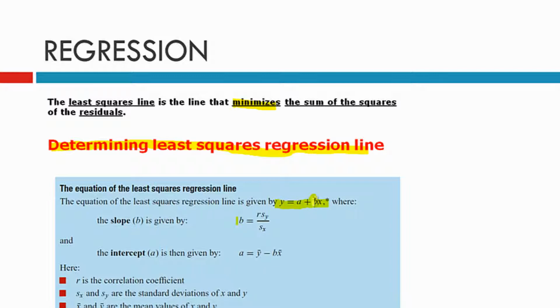Now b is the slope, in other words the gradient of the line, and what we need is r. We already know what r is, that's the correlation coefficient. Sy is the standard deviation for y, and Sx is the standard deviation for x. Remember, it's a point, you have x and y. And a is the intercept, and we find that by taking the mean of y minus b, which is the slope we found above, times the mean of x. So we need all those, and we just use these two formulas and substitute them in.